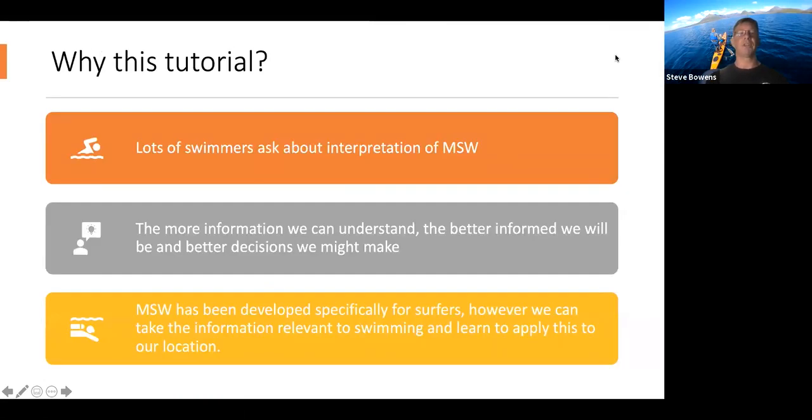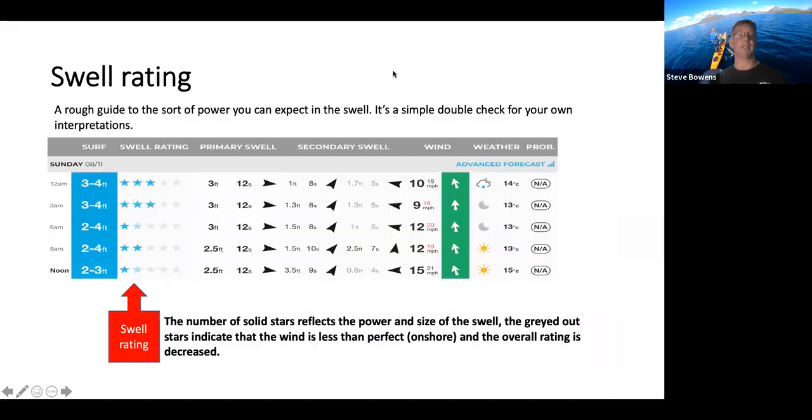Okay, so why this tutorial? Because I'm being asked quite a lot of questions about it. I firmly believe that whenever you're going out on the water to do whatever you're doing, whether it's swimming, kayaking, sailing, whatever, the more information we can understand, the better informed we are and the better decisions we can make. It's all about being in the right place at the right time, in the right environment for the right experience that we're looking for. And as it says at the bottom, it's specifically designed for surfers, but there's information in there that is relevant for all of us.